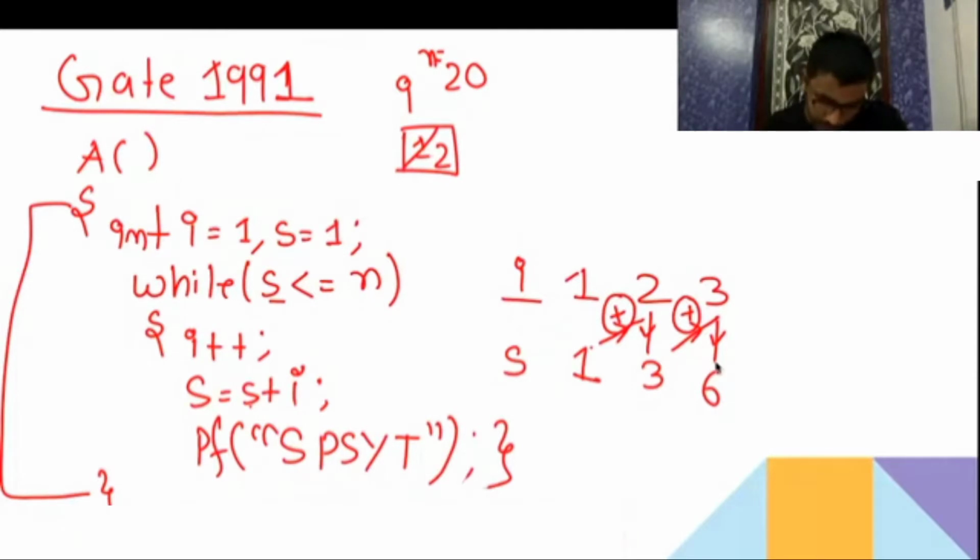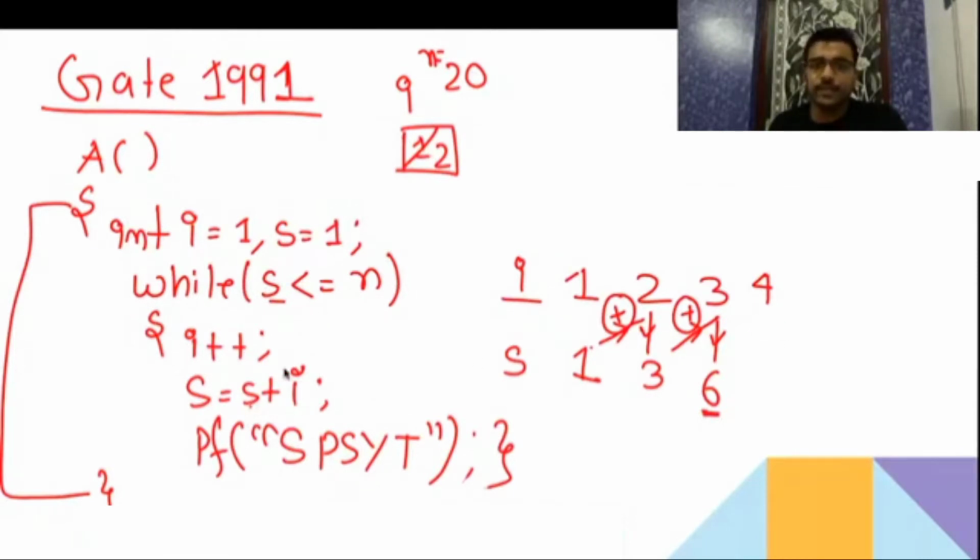Root n. Chandra is saying root n. Yeah, correct. Chandra is correct. It's root n. So now similarly, when i will become 4, it will now see s is 6. 6 is smaller than n. Yeah, it's smaller. Now i will become 4.